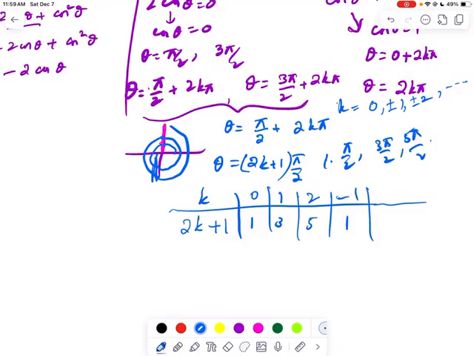So negative 2 will give me negative 3, and so on. So you see, negative 3 times 2, negative 6, plus 1, negative 5. So always we are getting an odd integer. So that's how we represent this.